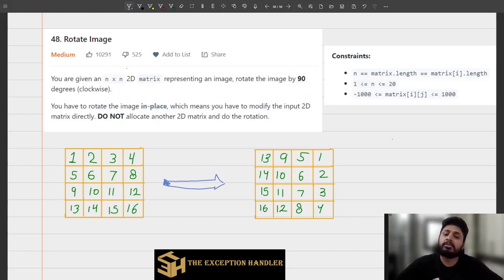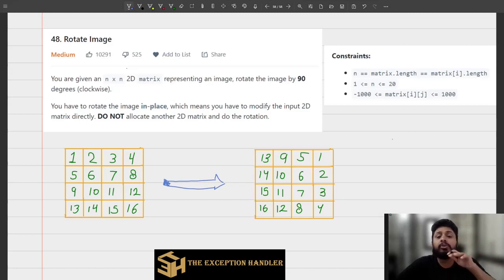Hello guys. Today in this video we'll be discussing one of the medium level questions from LeetCode, that is rotating an image. Now let's understand the problem statement and the constraints given. So in this question it is stated that you have been given a square matrix of size n by n and you have to rotate that matrix by 90 degrees clockwise, right?